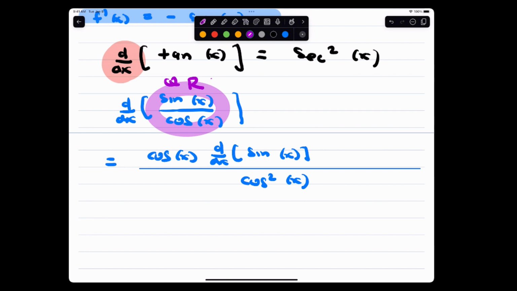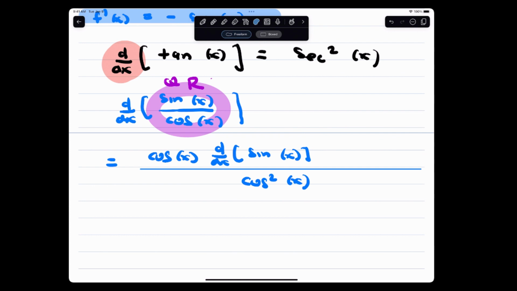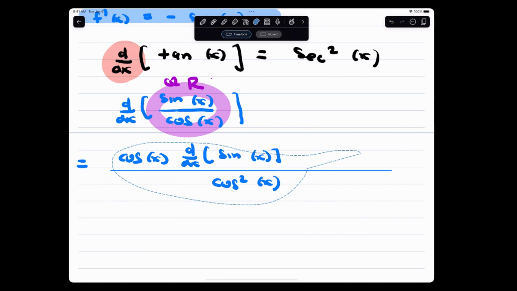Didn't you guys use some quotient rule? When do you guys want to get started on your homework? Yesterday. Don't be that student that waits the night before your test. That's not a pretty picture.